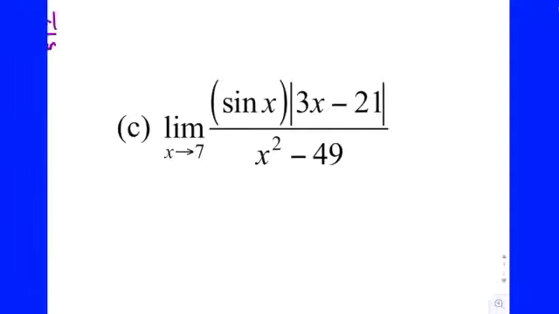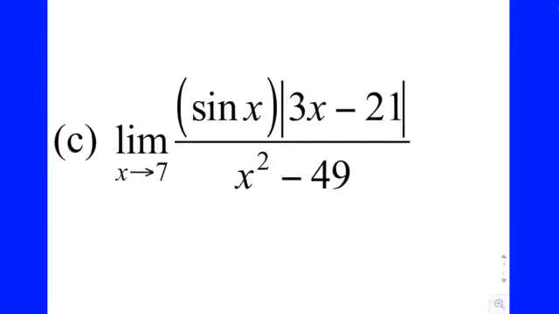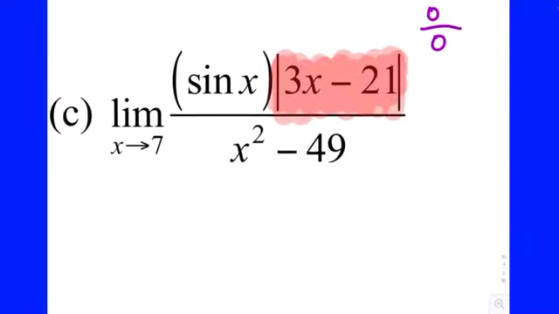All right, last one here. We'll do this together. If you plug in, you get sine of 7 times 0, which is 0, over 49 minus 49, which is 0. Right? So I do get 0 over 0. Notice now we have the Jumpman piece, part of it, in the top. It's the absolute value of a linear function. When I plugged the 7 into the bottom and got 0 into that polynomial, it's because there's an x minus 7 factor there, right? So it's very similar to the first one.